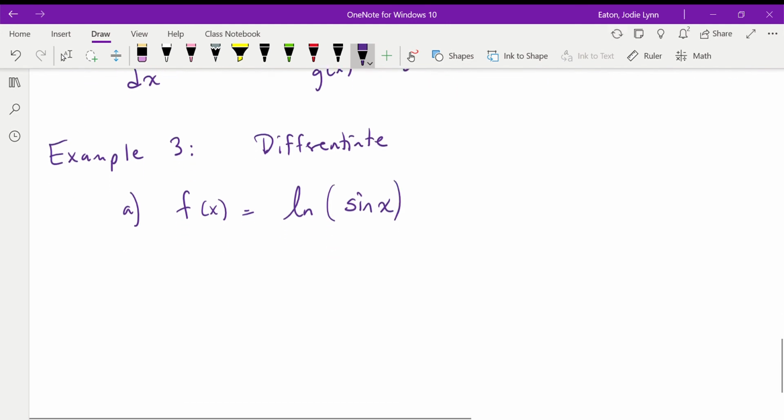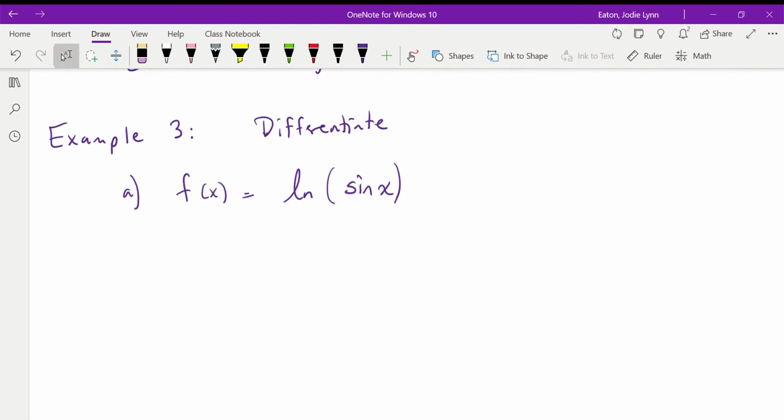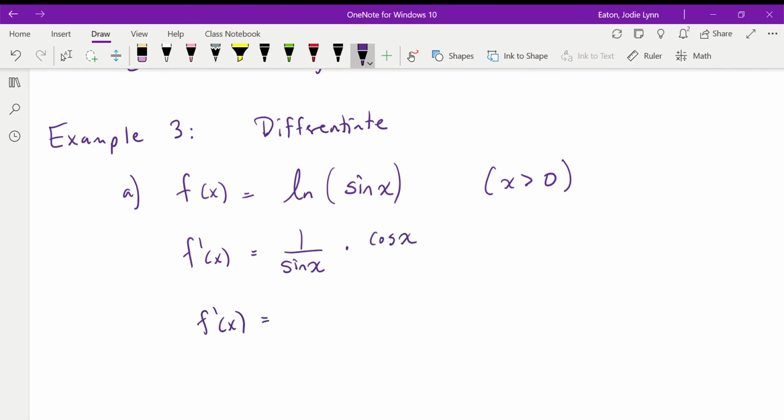Okay, and remember, this is only valid for x's that are in the domain of ln. So f prime of x, we have to set x greater than 0. So 1 over sine x times the inner derivative, which is cosine x. So f prime of x equals cotangent of x for all x greater than 0.